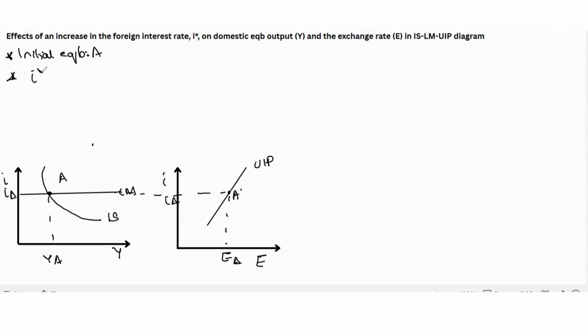So now what happens is the foreign interest rate I star increases. As a result of this, the first thing that happens is UIP will shift left. We've already looked at why this happens as well. We already talked about this.